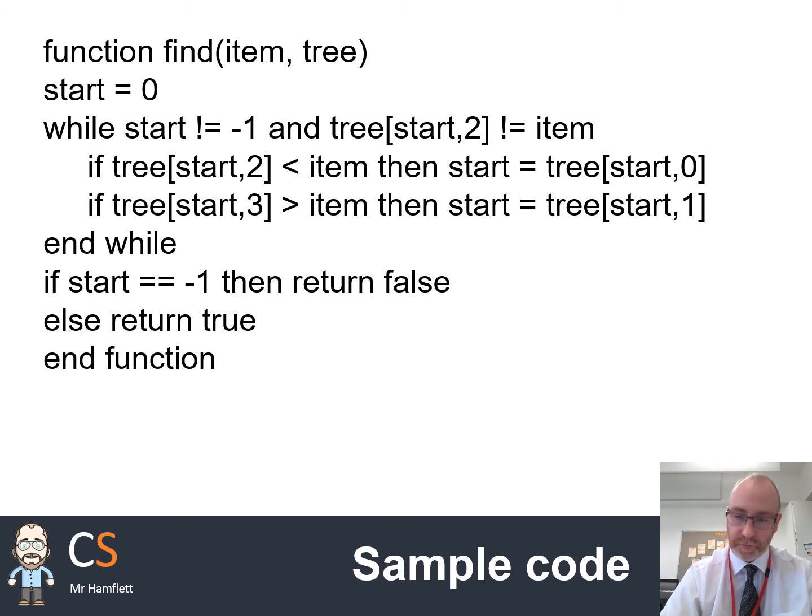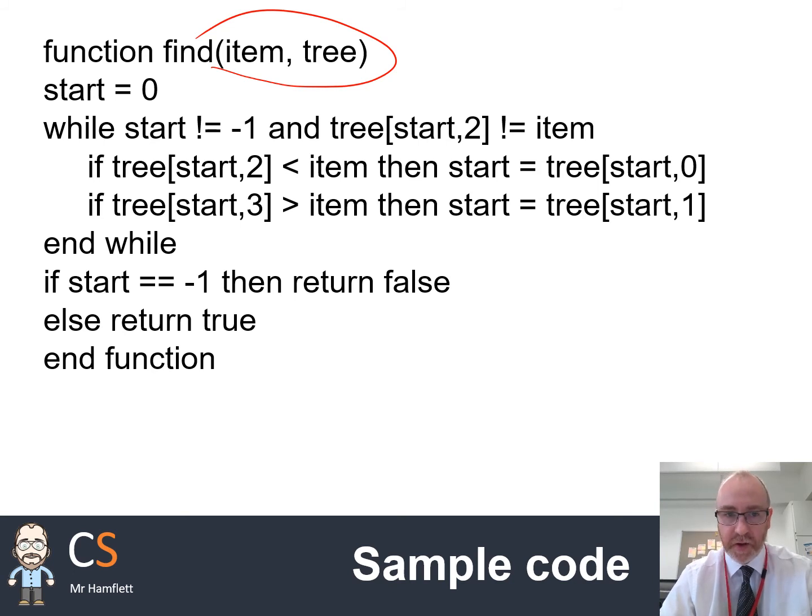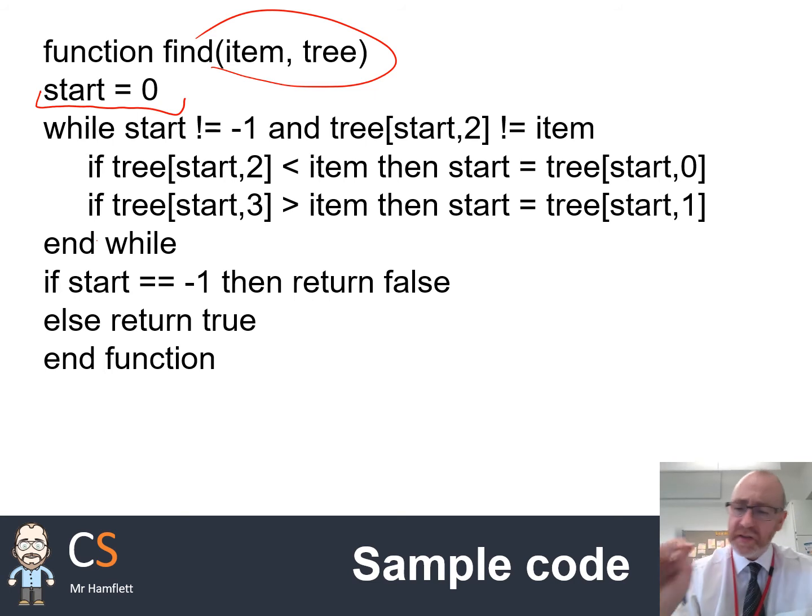So let's have a look at this. We have our function find. Well, we have our parameters. I've already given you that, job done. Now we always start at the root of a tree, and in an array-indexed tree, the root is always at position 0, index 0. So we always know that. So index 0 is where we're starting.